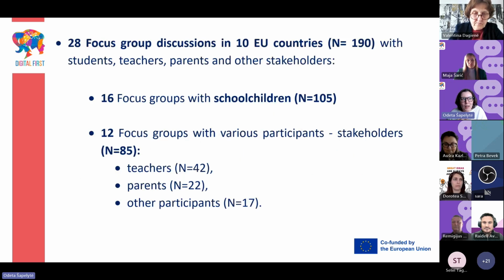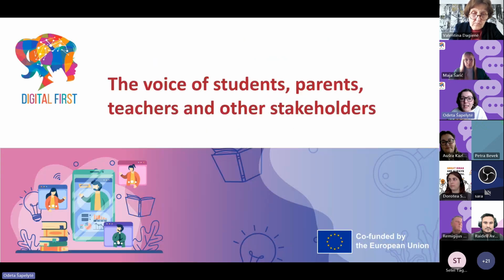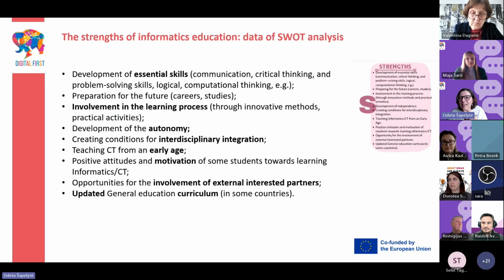And so mainly those results are driven from the focus group discussions. During this research, we conducted 28 focus groups in 10 European countries. We really did quite a good job. We had 16 focus groups with students, with our school children, and 12 focus groups with other stakeholders, with parents, NGO representatives, and so on. We would like to listen, and I would like to invite you to listen to the voice.